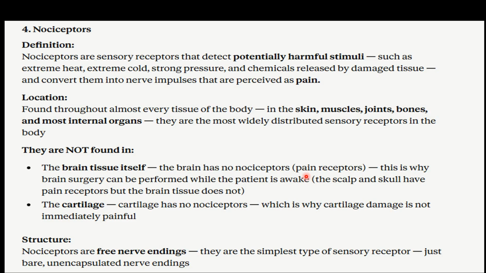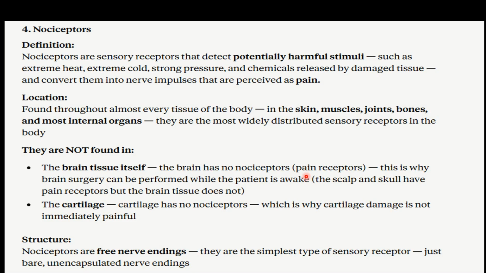Nociceptors, or pain receptors, are found throughout almost every tissue of the body: in the skin, in the muscles, in the joints, bones, and most of the internal organs as well. They are the most widely distributed sensory receptors in the human body. This is also an important question: they are the most widely distributed sensory receptors in the human body.